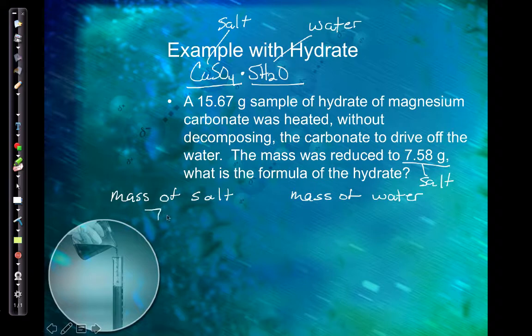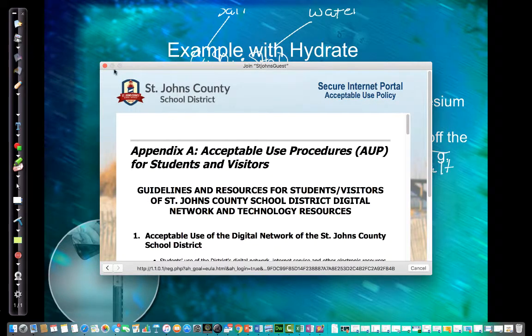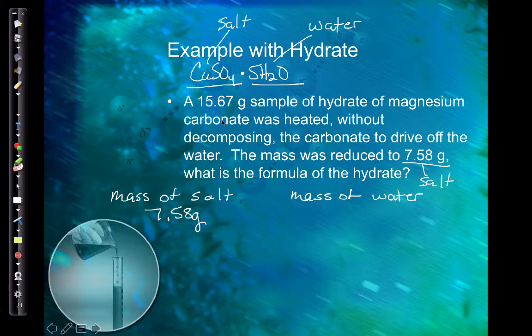So the mass of the salt is just going to be 7.58, because what you have left over should be your salt. And then your water, well, if the whole hydrate is 15.67 grams and the new mass is 7.58, you just take the difference, and that should be the water by itself. So that's going to give me 8.09 grams. All right, so now I have the mass by itself.